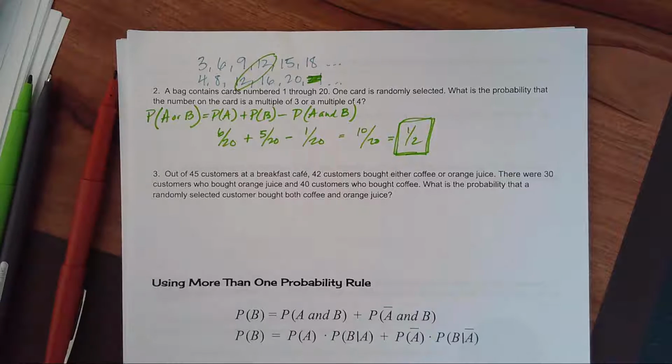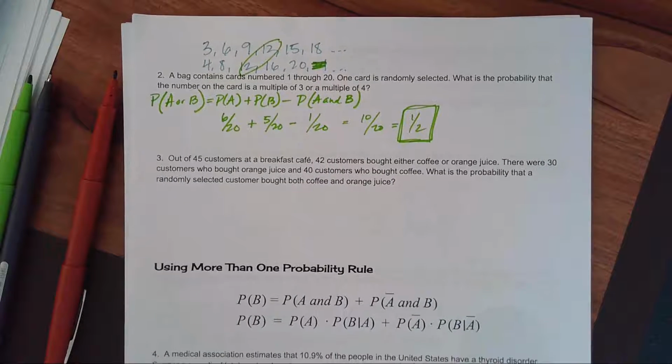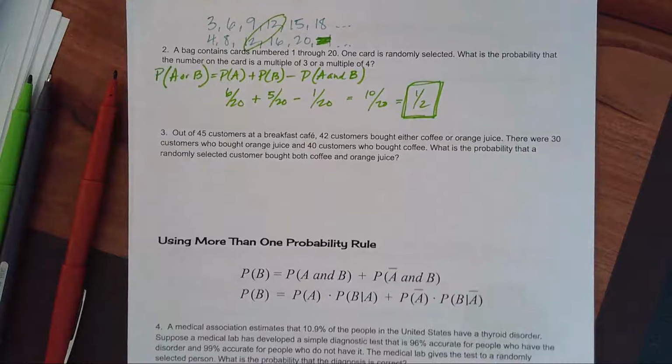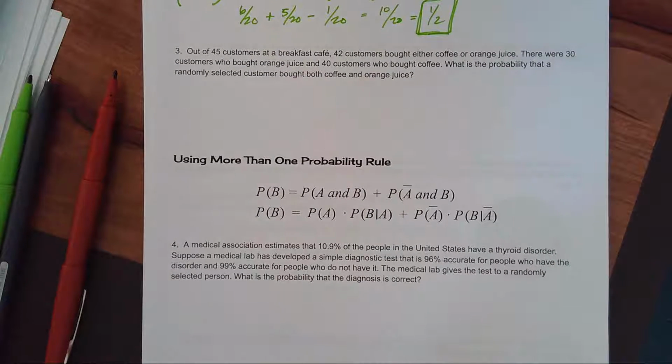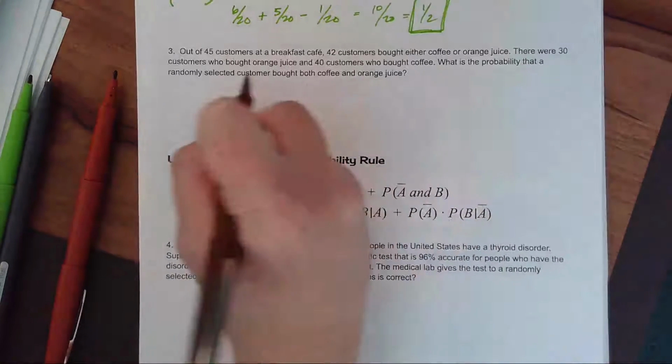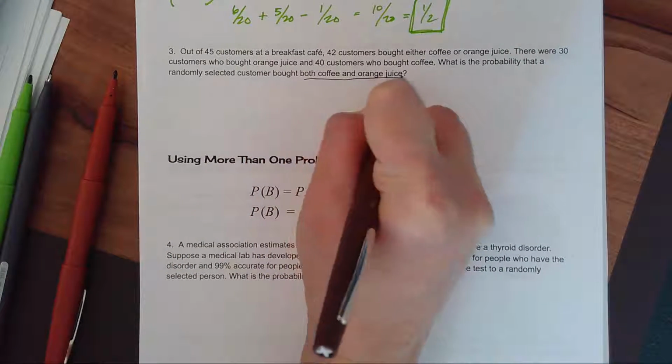All right, number 3. Out of 45 customers at a breakfast cafe, 42 customers bought either coffee or orange juice, and there were 30 customers who bought orange juice and 40 customers who bought coffee. What is the probability that a randomly selected customer bought both coffee and orange juice? Okay, so think about what you're finding here. You're actually finding where both things happen.